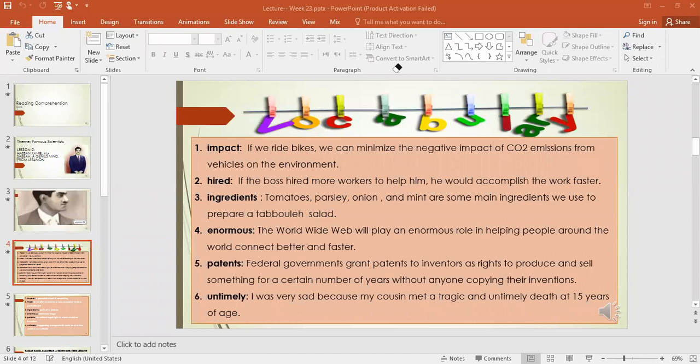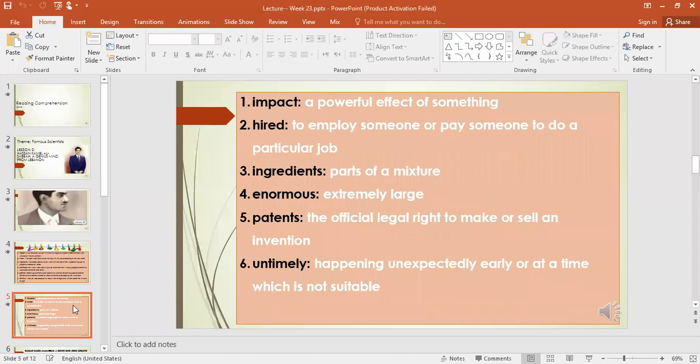When something happens at an unexpected time. When someone dies at an early age, we say untimely? Not only death, it's anything which happens unexpectedly, something that you haven't expected might happen. Okay. Let's read the meanings of the words now.